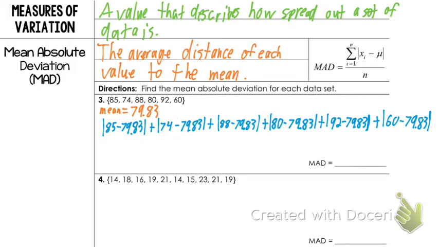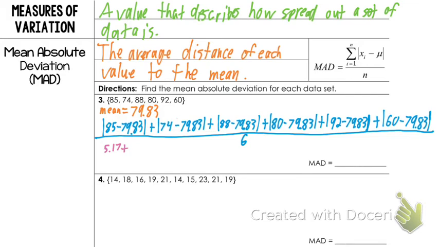Now we're dividing everything by, let me make a better fraction bar. That was much better. By 6. Why 6? There's 6 numbers. So now let's do each of those subtractions. So it's 85 minus 79.83. You're typing it in your calculator. It's not hard. It's 5.17.